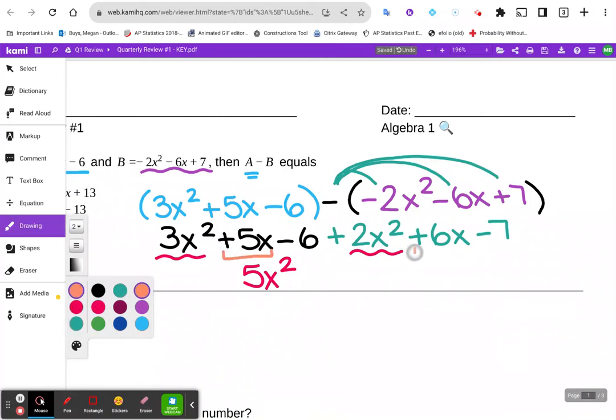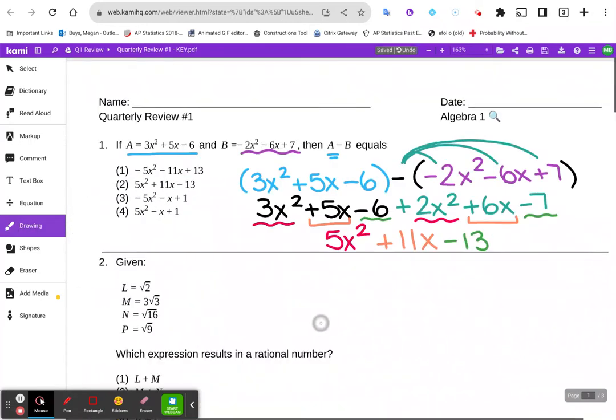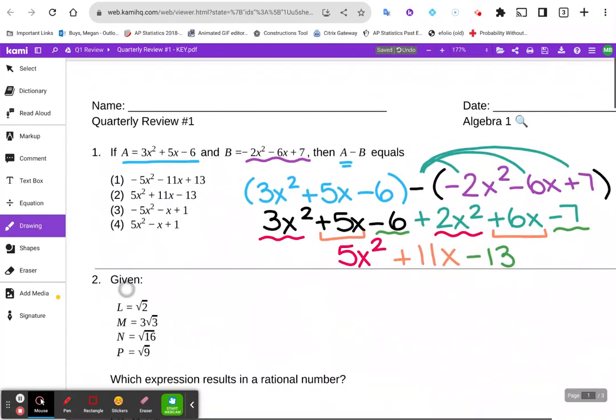Next, we see that these two terms both have just a single x without a squared, without an exponent. So we're combining the 5 and the 6 to make 11x. And finally, our negative 6 minus 7 more is going to get us negative 13. So as I'm looking at that, that means my choice is going to be choice 2 here.